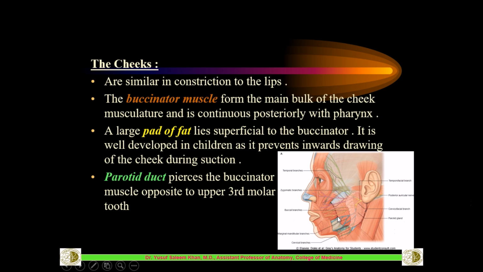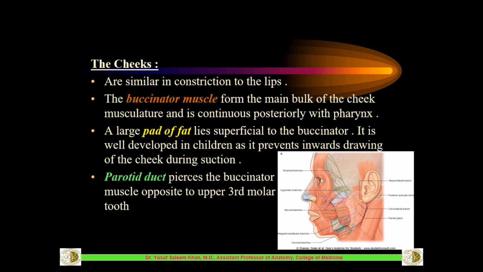But when it pierces, the buccinator will be at the position of the third molar tooth, and then it goes inside and opens into the vestibule of the oral cavity. So this is the parotid gland, and this is the parotid duct which will be present here. Here it has been shown. This is the parotid duct, piercing the buccinator muscle at the position of the third molar tooth.